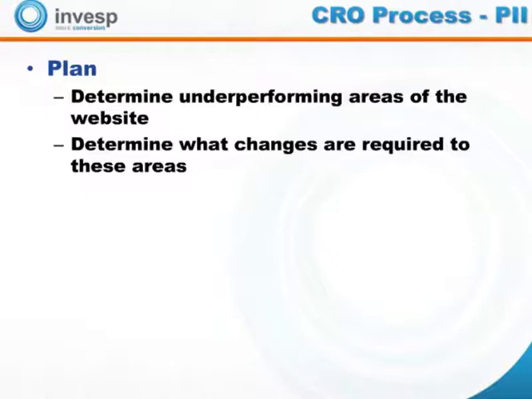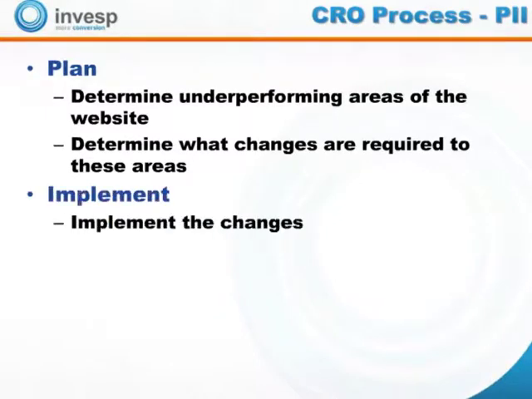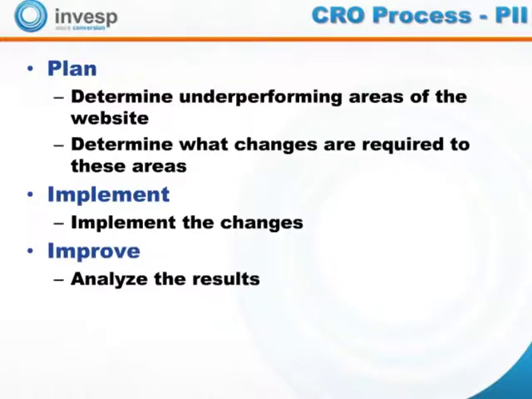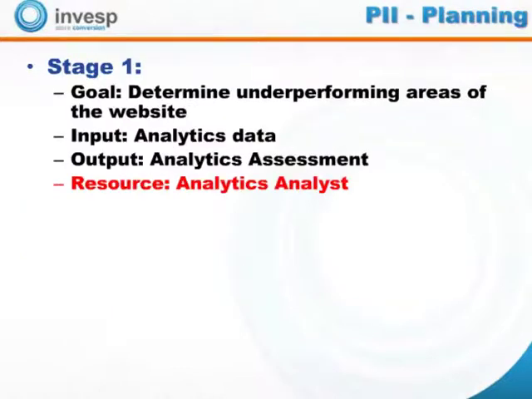Now, if we take each one of those stages and understand the resources that are required to do this successfully, the very first stage is we need to understand, like I mentioned, what the underperforming areas of the website are. In order for us to do that, the data that we use to determine that is our analytics data, regardless of the analytics package that we use. At a minimum, you should be using Google Analytics, and you can pay for Omniture, Core Metrics. There's plenty of packages out there.